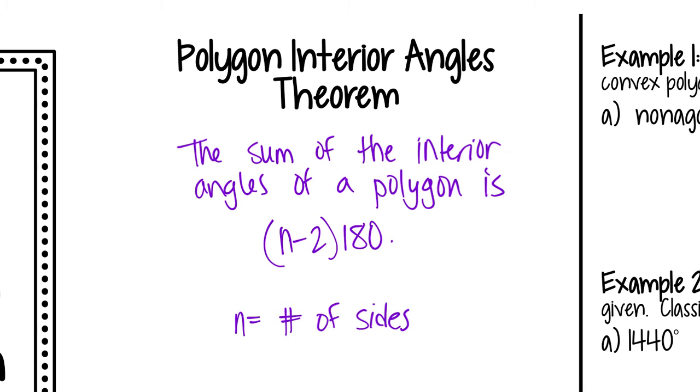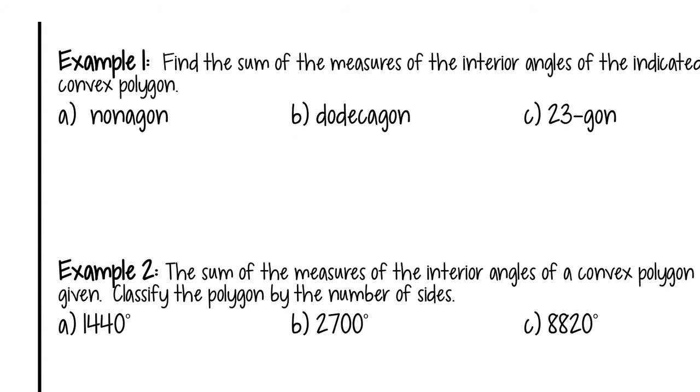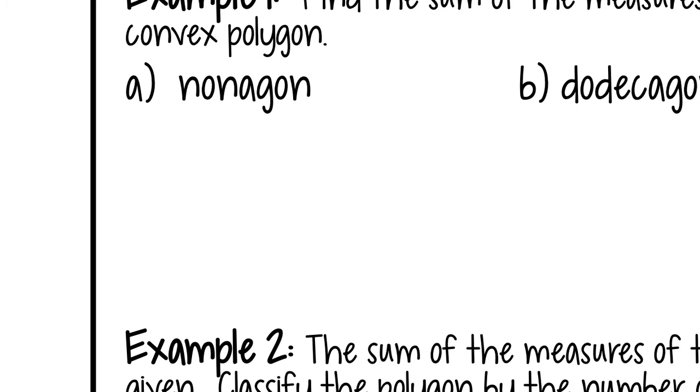Okay, so we're going to do a few examples using that formula. So we're just going to follow this formula every single time. Okay, for example 1, it comes in 3 parts. All they want us to do is find out what that sum would be. So the first shape that they give us is a nonagon. So I'm not sure if everybody knows the vocabulary, but a nonagon is just a shape that has 9 sides. So in this case, n would be 9.